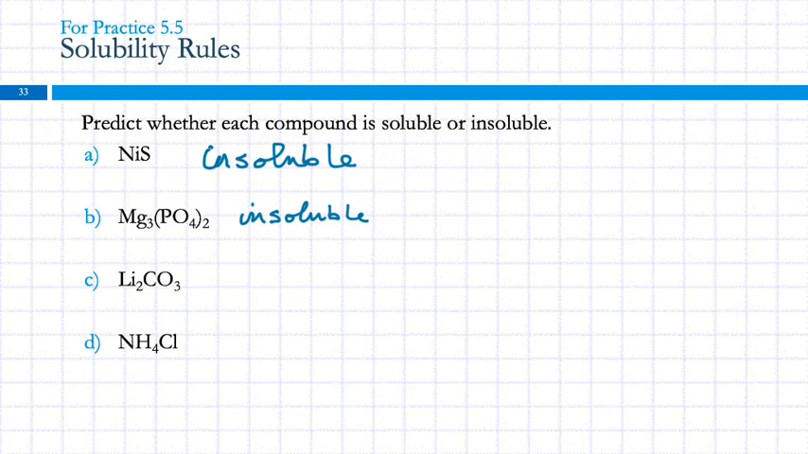How about lithium carbonate? Soluble. Because in the first row, lithium, sodium, potassium, ammonium, soluble, no exceptions. Does it matter that the other ion is carbonate? Nope, it doesn't. This one's soluble. How about ammonium chloride? Soluble. First line again. Lithium, sodium, potassium, and ammonium, always soluble. Any questions? It's going to take some practice, but it's not that bad.